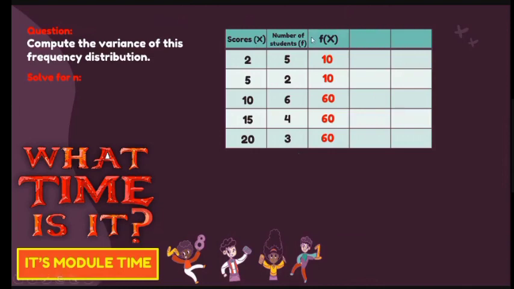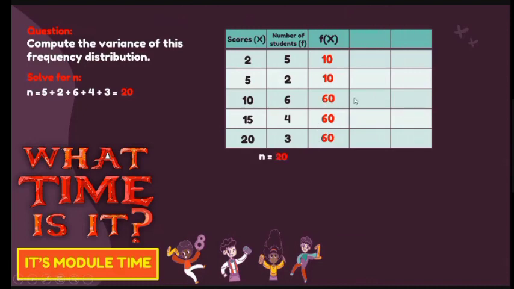So in order to solve for n, gamitin natin tong consider this given column. So combine the value of the number of students or the value of f or the frequency. Combine nyo lang yung 5 by 2 by 6 by 4 by 3 and then you will arrive with 20. So meaning to say, you have a total of 20 students here.